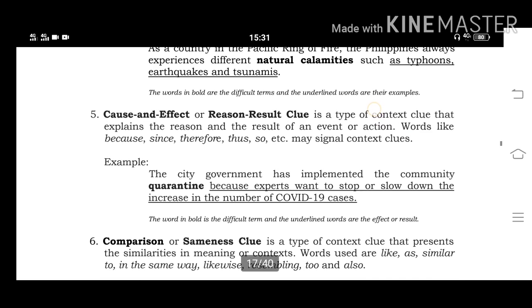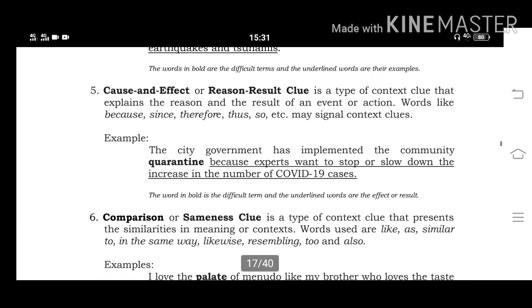Number 5. Cause and effect or reason, result clue. It's a type of context clue that explains the reason and the result of an event or action. Words like because, since, therefore, thus, so, etc. may signal context clues. Cause and effect or reason, result clue. Okay, example, the city government has implemented a community quarantine because experts want to stop or slow down the increase in the number of COVID-19 cases.